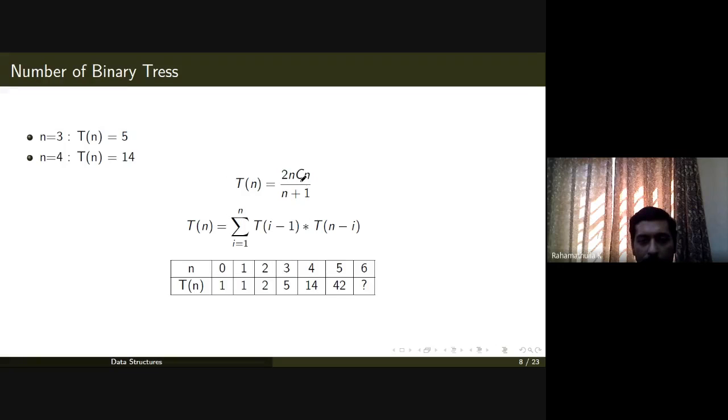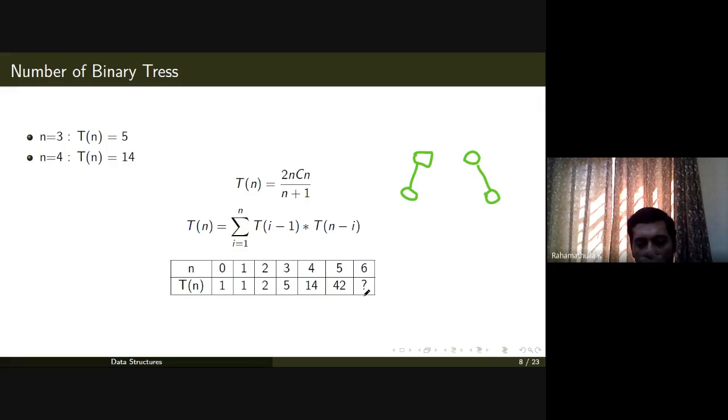So with n equal to 0, you can generate only one binary tree. With n equal to 1 also, you can generate only one binary tree. With n equal to 2, you can generate two different binary trees: one like this, and another like this, as a left child of this, as a right child of this. With n equal to 3, you have already seen. With n equal to 4 also, you can say this. With n equal to 5, you can generate 42 binary trees.